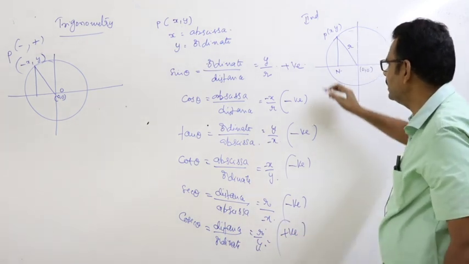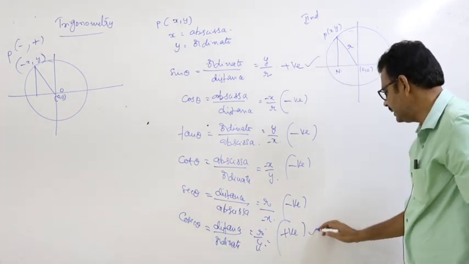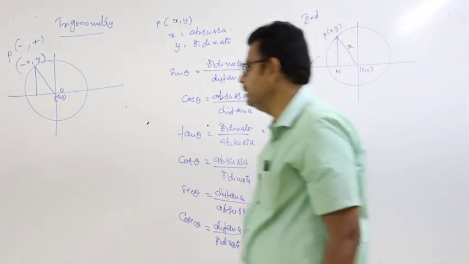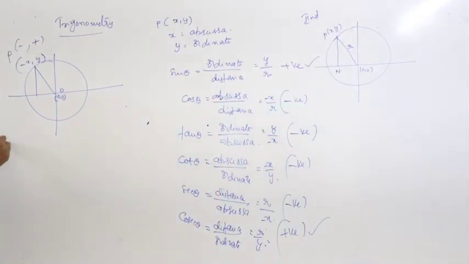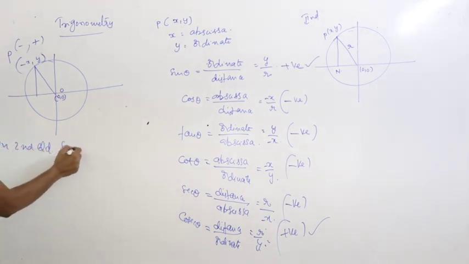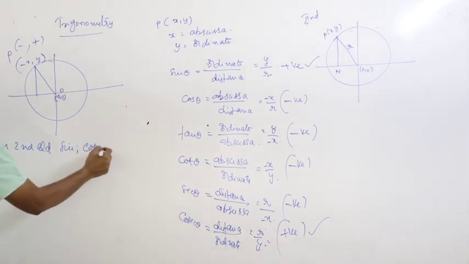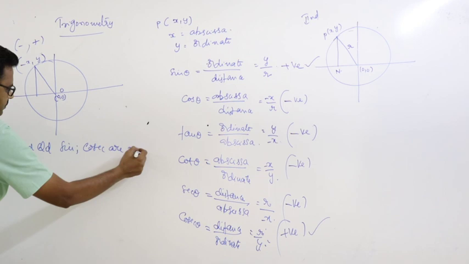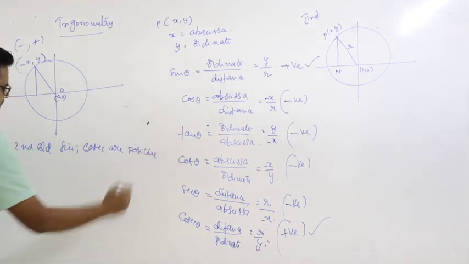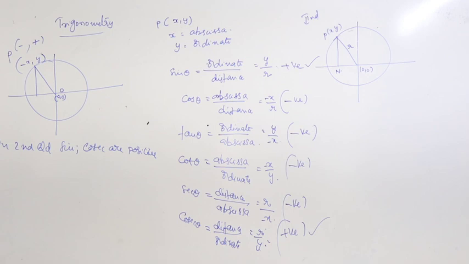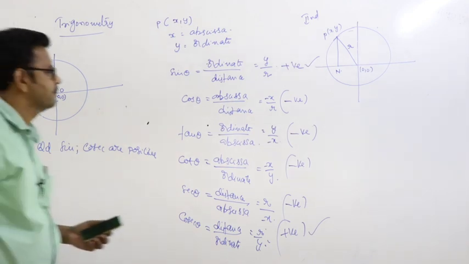So in second quadrant, only sine and cosecant are positive. In second quadrant, only sine and cosecant are positive and the remaining all are negative. See here, sine is positive and cosecant is positive and the remaining all are negative.